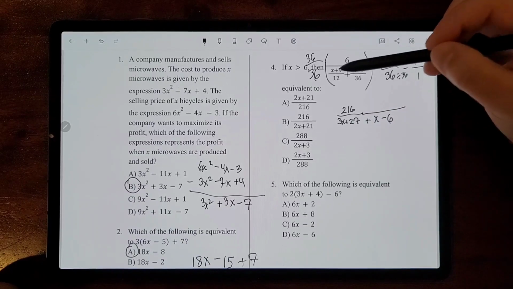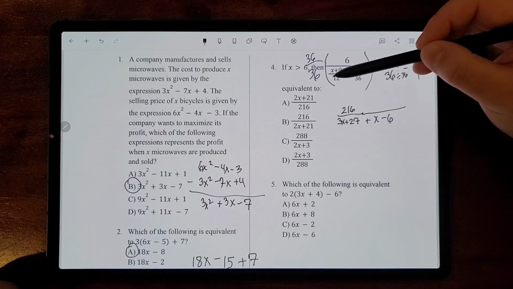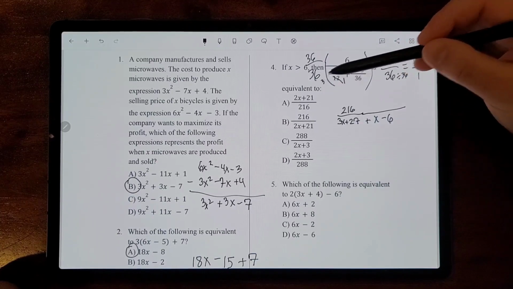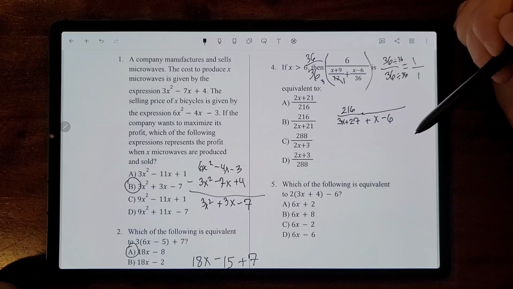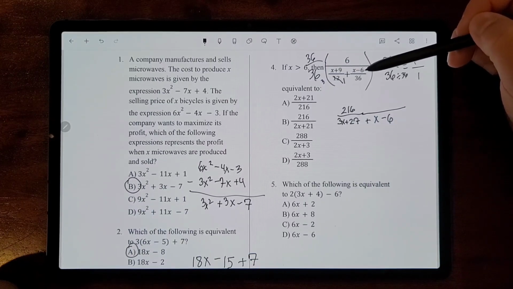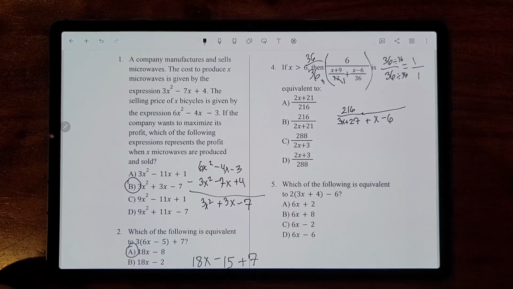You can do that. Or what I did to make my life easier was I said, okay, I'm multiplying fractions here, so I can cross cancel. 12 goes into 12 one time, and 12 goes into 36 3 times. So then this became 3 times x plus 9, which is how I got the 3x plus 27. And I did the same thing with the x minus 6 over 36. The 36 and 36 cancel out, so I'm just left with x minus 6.